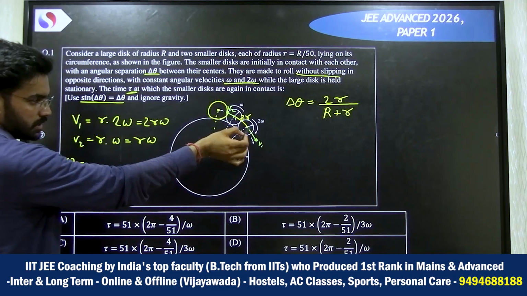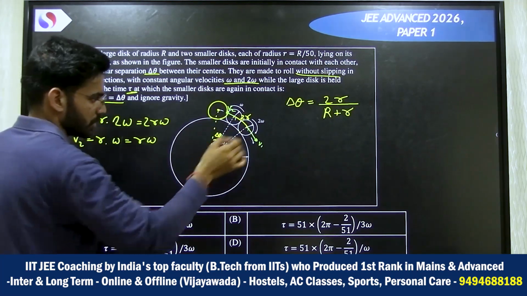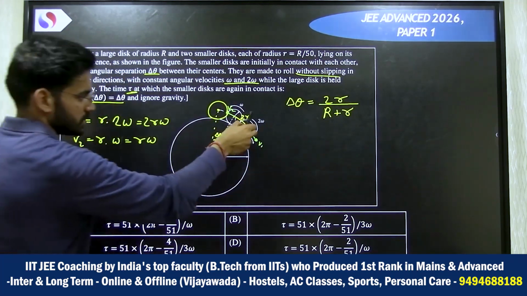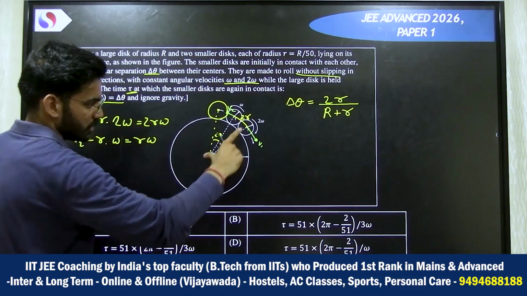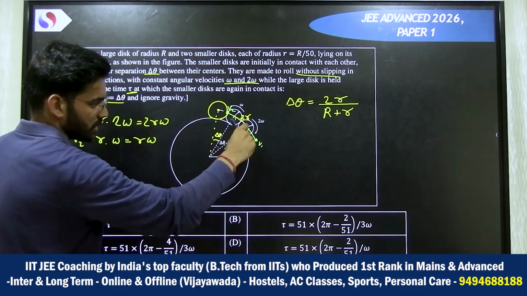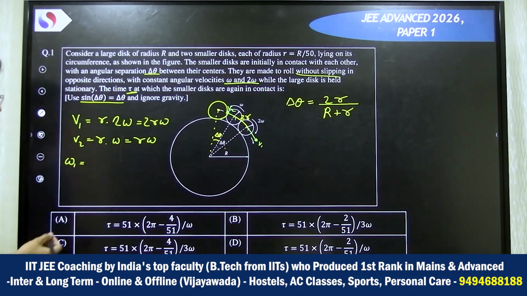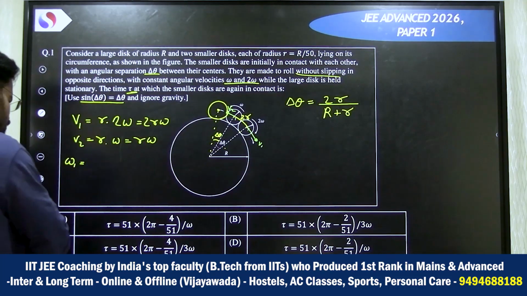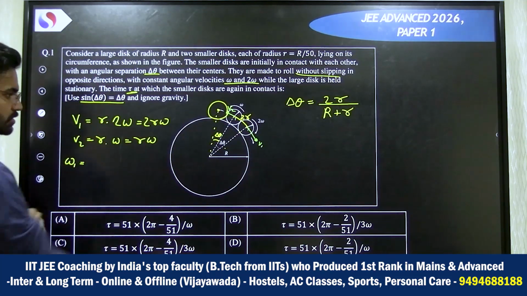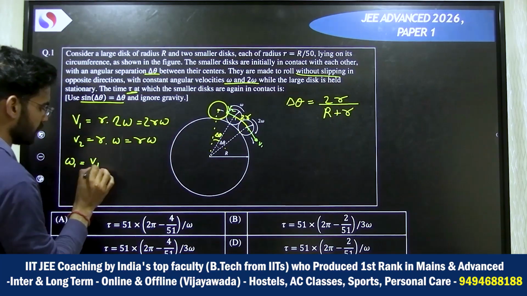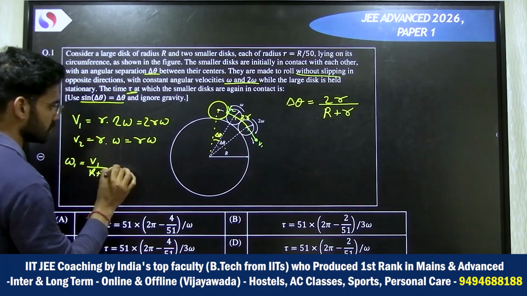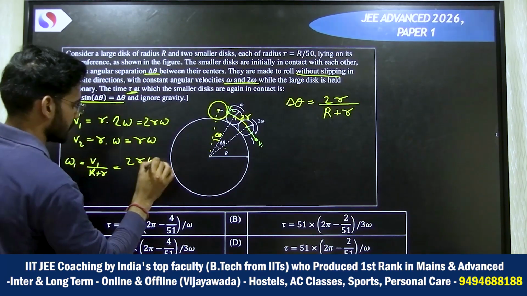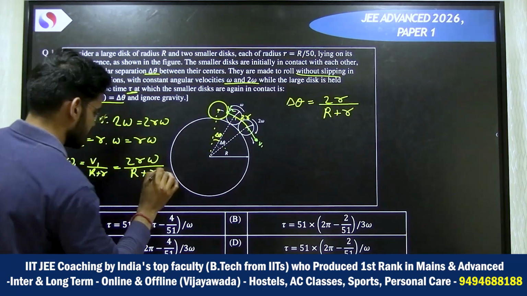With which the center is rotating in this bigger circle, right? Capital R plus small r. So I know the speed of the particle, and I know what radius it is revolving, capital R plus small r. So what will be the angular velocity? You know v equals r omega, so omega will be v by r, correct? So v1 by r is capital R plus small r. So v1 is 2r omega divided by capital R plus small r.